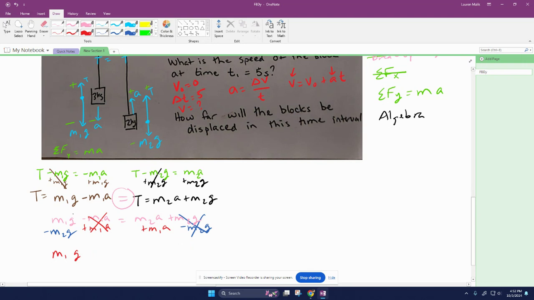So I have M1G minus M2G equals M1A plus M2A.